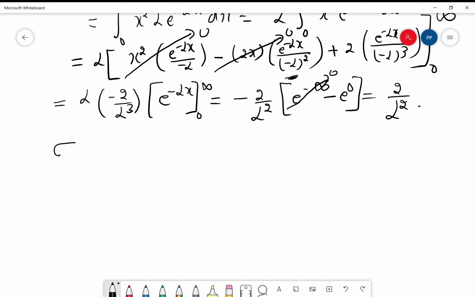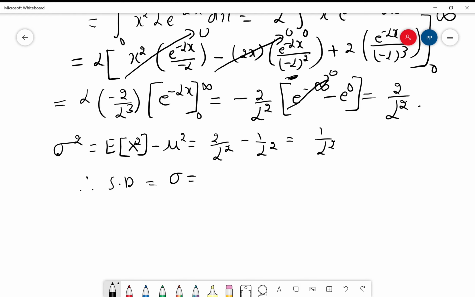Now we want variance, sigma square equals E of x square minus mu square. What is E of x square? Which is 2 by alpha square. Mu we have got as 1 by alpha. So mu square becomes 1 by alpha square. So this simplifies to 1 by alpha square. Therefore, standard deviation sigma equals the positive square root of this, which is 1 by alpha.